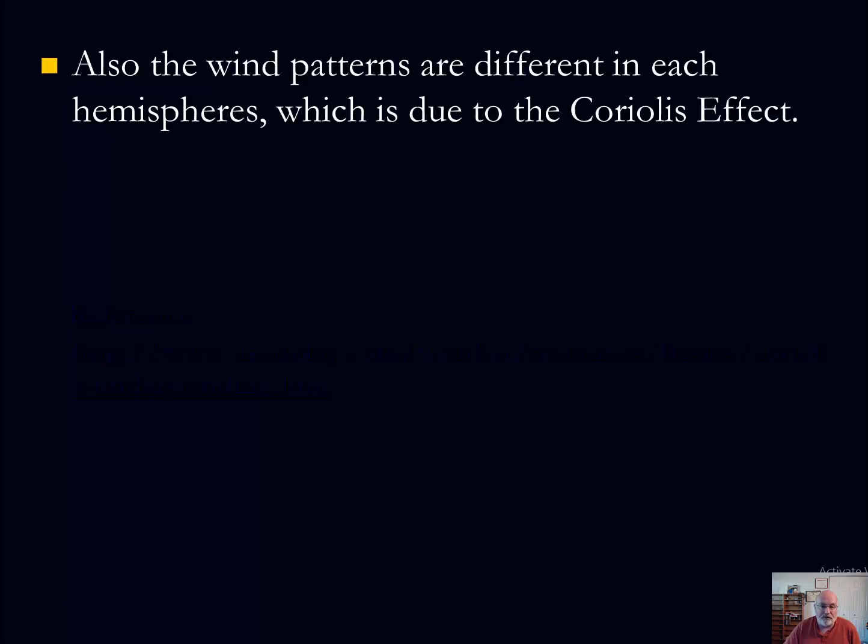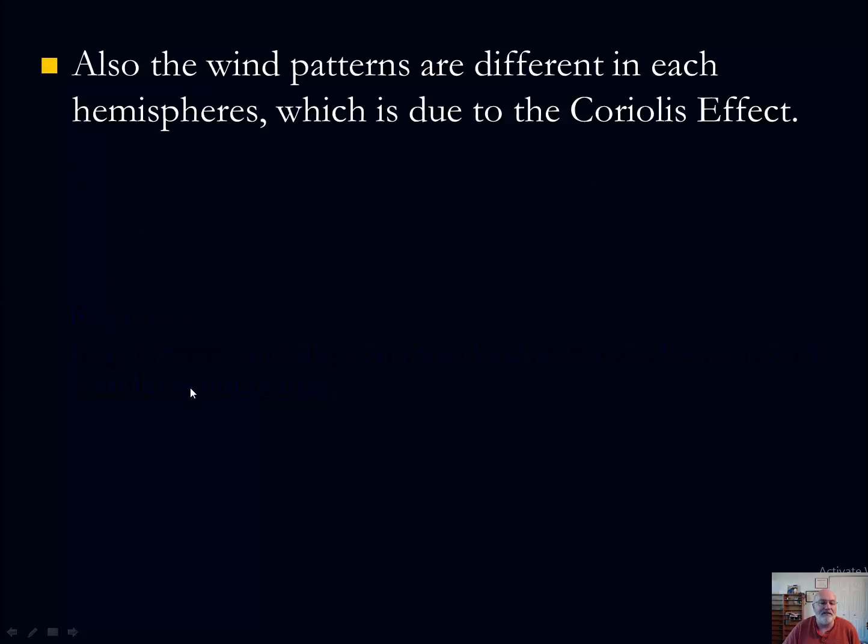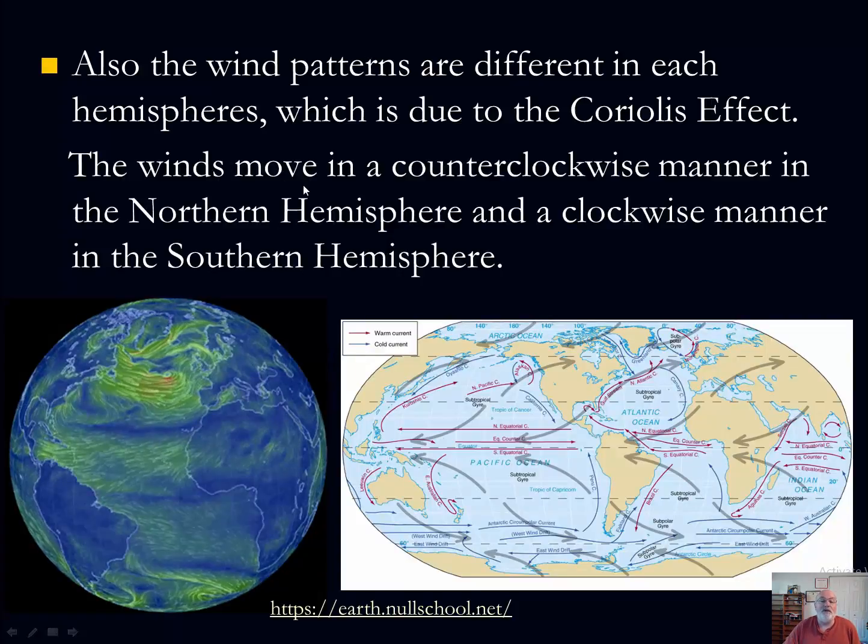Also, the wind patterns are different for each of the hemispheres, and this is due to something called the Coriolis Effect, which we may or may not get to see. I'm not sure what the USA Today weather resources link is, and I can't click it because it's not a clickable link. I must have put that on there a long time ago. But winds move in a counterclockwise direction in the northern hemisphere, and in a clockwise direction in the southern. If you take a look, you can see these winds moving counterclockwise up here and clockwise down here, and it all is due to the Coriolis effect.